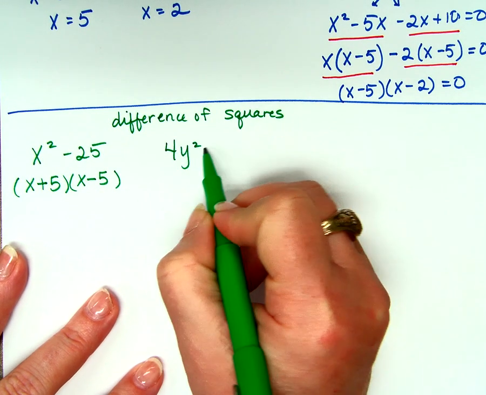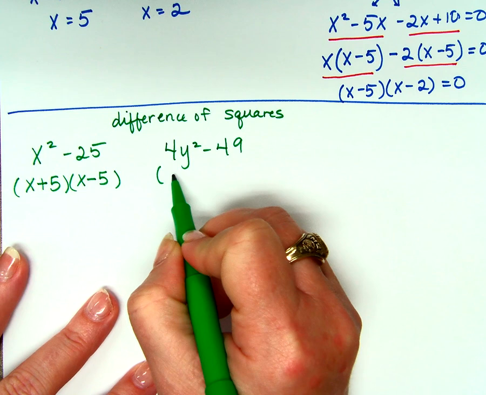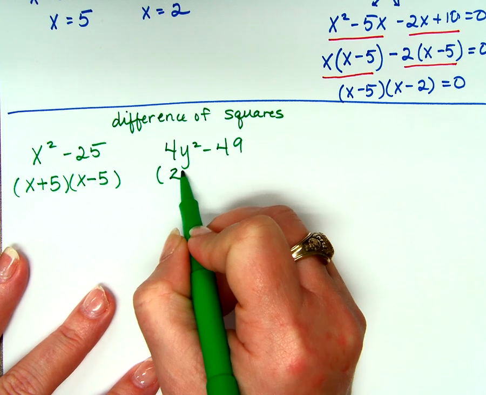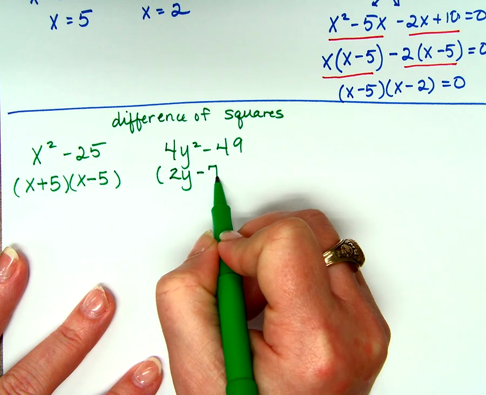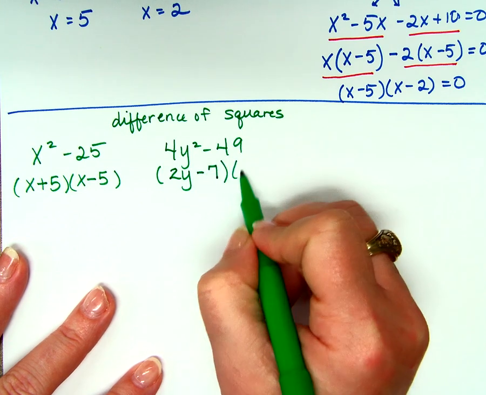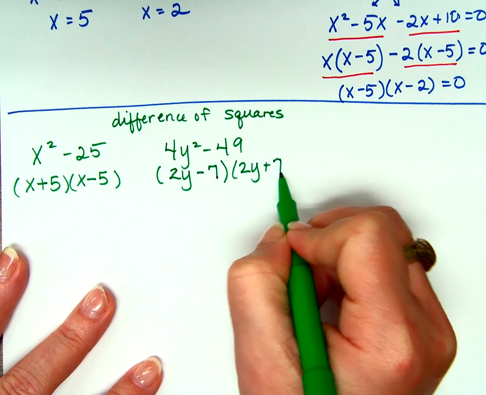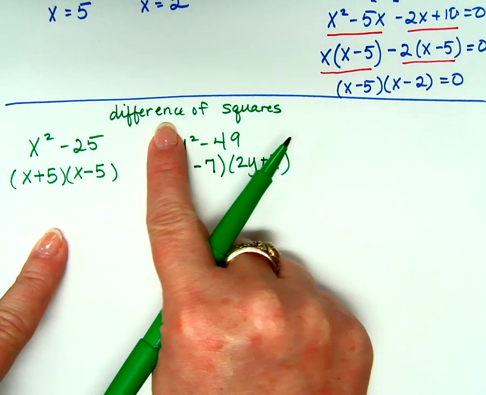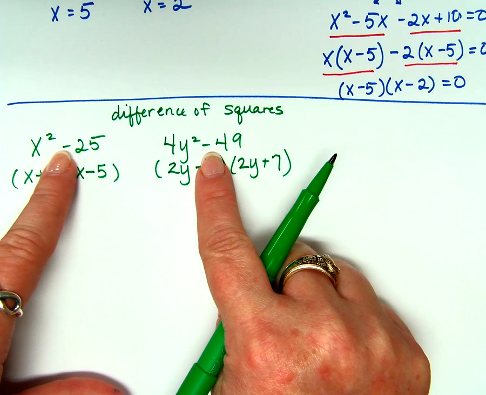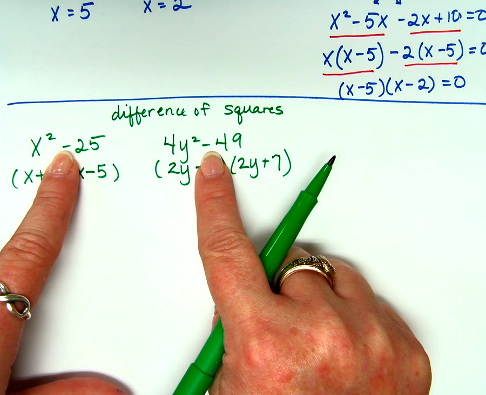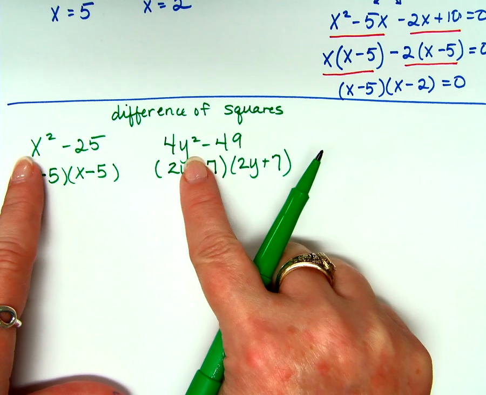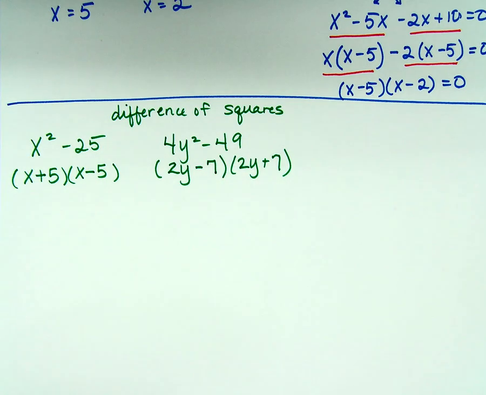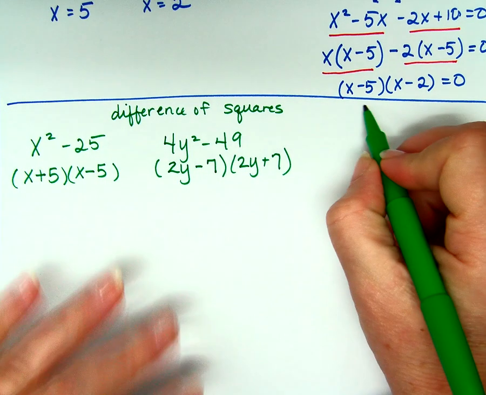4y squared minus 49 would be 2y plus 7 times 2y minus 7. Perfect. Right? Now, making sure you understand what this means. What does the difference of squares mean? Difference means I'm subtracting. Squares mean it's a number I can take the square root of. Does that make sense?